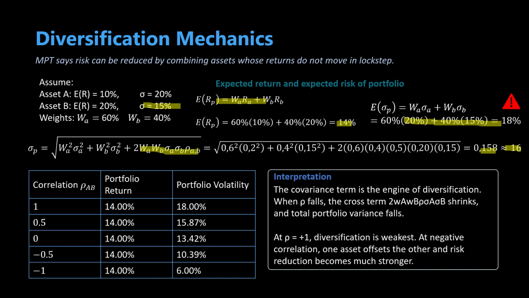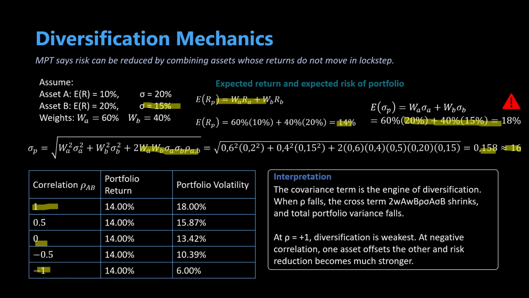When the correlation rho between the two assets falls, the cross term here shrinks, and this directly reduces portfolio variance. When rho equals +1, as shown here, that's perfect positive correlation, and diversification provides essentially no benefit. The portfolio blends individual risks proportionally in this case, but as correlation declines from +1 towards 0, and especially when it turns negative as here, the risk reduction becomes significant.